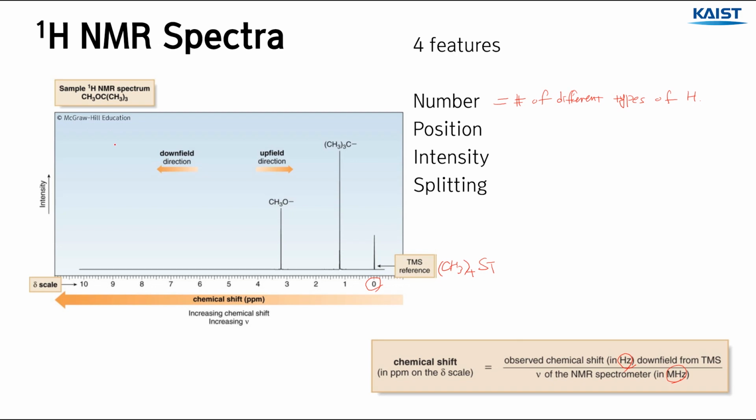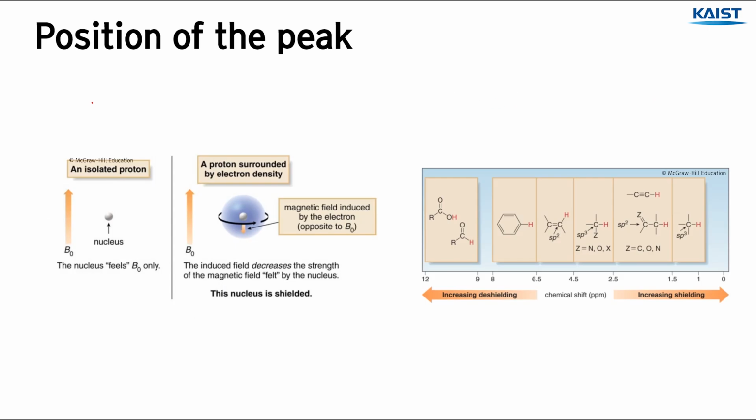So, for example, methyl tert-butyl ether, MTBE for short, has 12 hydrogens in it. But these 3 hydrogens have the same environment and these 9 hydrogens have the same environment. So there are only 2 peaks for MTBE. The position of the peak indicates the types of hydrogen.